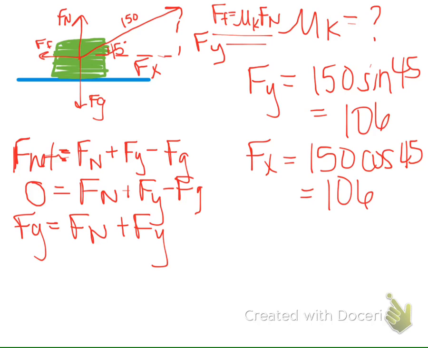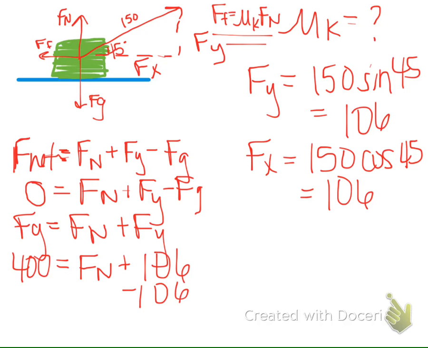All right. So now we know that F sub g is 400, right? Because that's given in the problem. We want to solve for our normal force, and we just solve for F sub y to equal 106. So now we just subtract over the 106. And we know our Fn equals 294. Okay. So now we have our normal force.